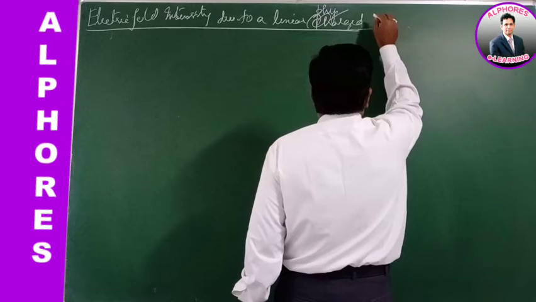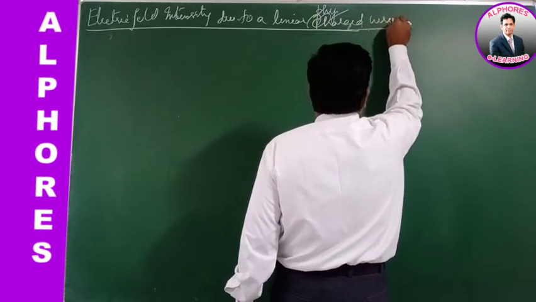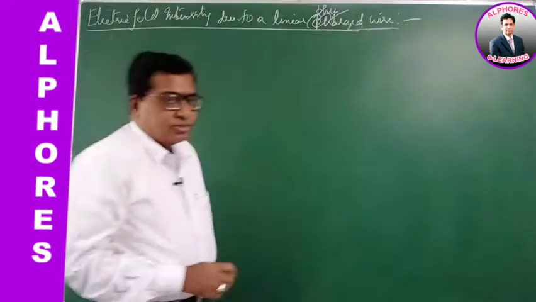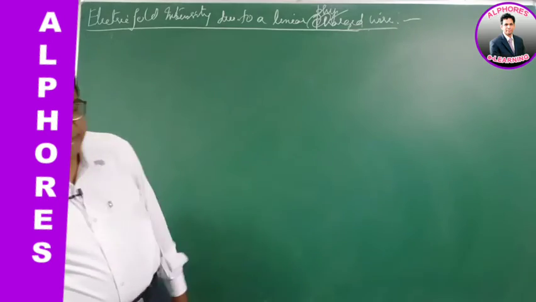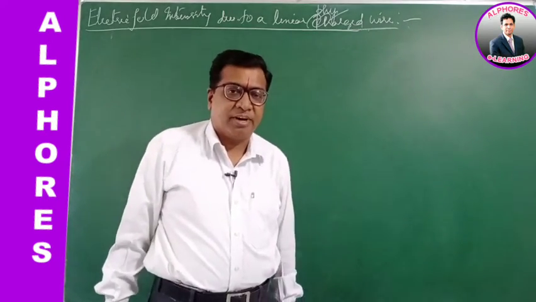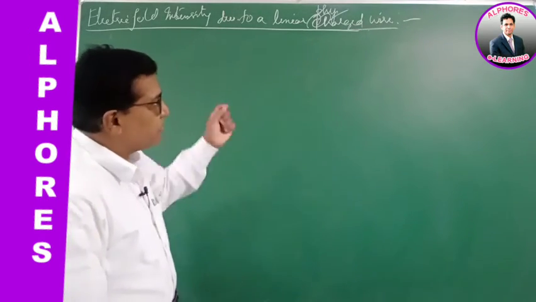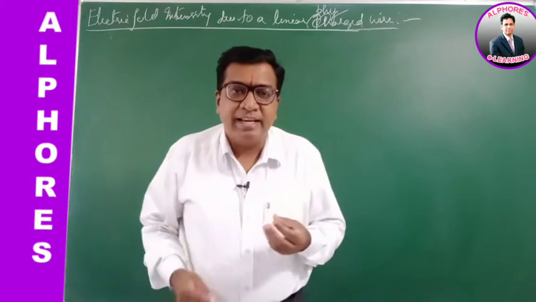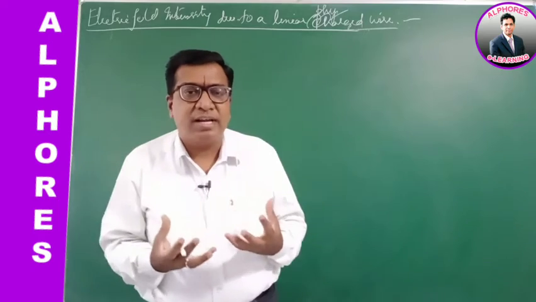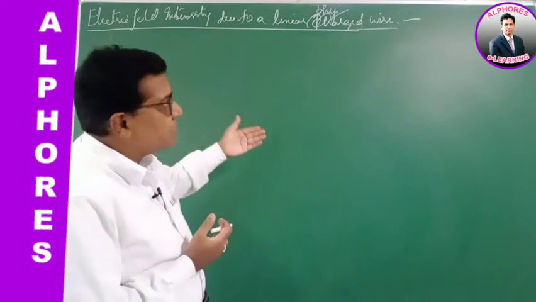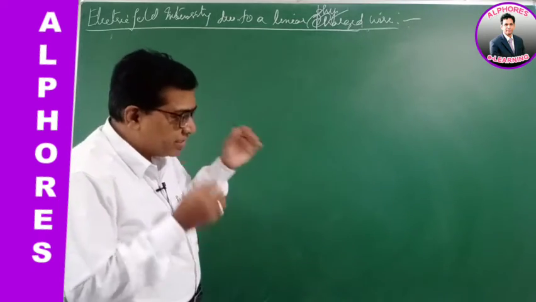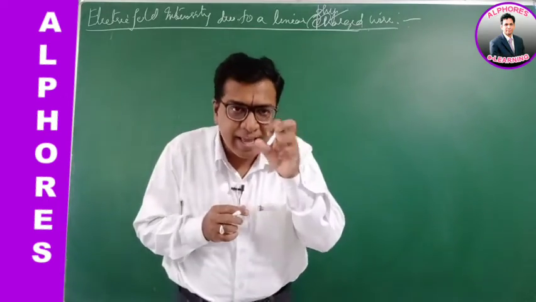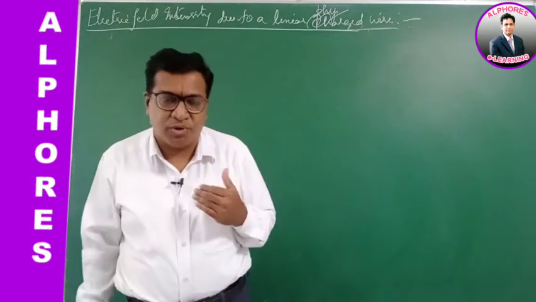A linear charged conductor, a linear charged wire, right? We are going to derive the formula for the electric field intensity due to this charged wire. Before going to this, let us recall the things that are necessary to derive this equation. So to derive this expression, what are the necessary aspects? Let us recall all those things.